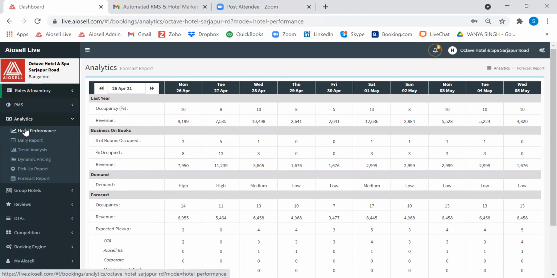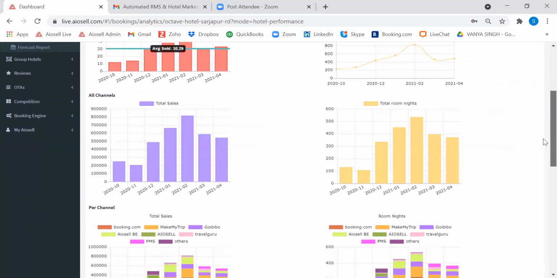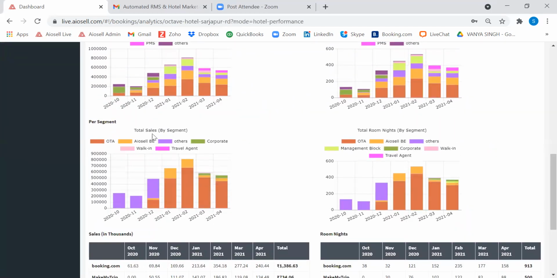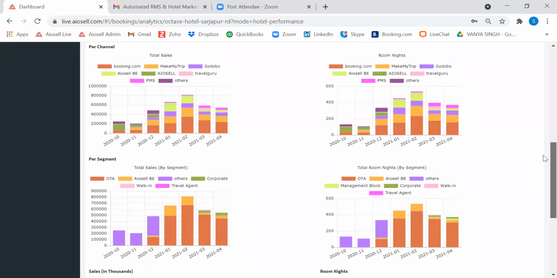Then we have the hotel-wise performance. So again, we get to see this data monthly, weekly, daily. You can see what is the occupancy trend, what is the ARR trend, RevPAR trend, and what is the total sales, room nights, and the breakup of that into various sources. You can actually see the breakdown of this total sales by segment as well. Segments meaning whether it is from the website, whether it's a walk-in, whether it's a travel agent booking or a corporate. So basically you understand what is your business mix and you see the same data in a table form.